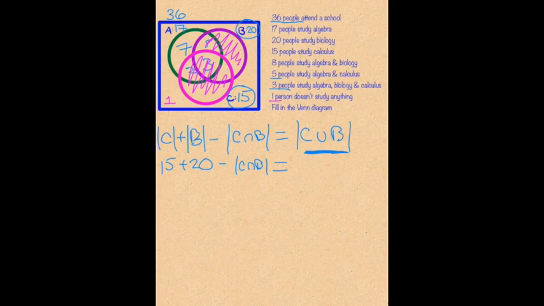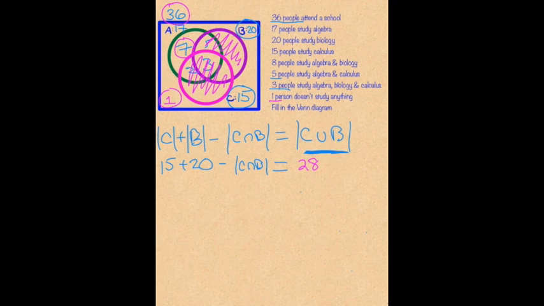So all we have to do to figure out what A or B is take our universe minus the 7 and then minus the 1. And that's it. That's all we would have to do. So if we do that, (36 minus 7 minus 1). What is that? 28, in a different color.